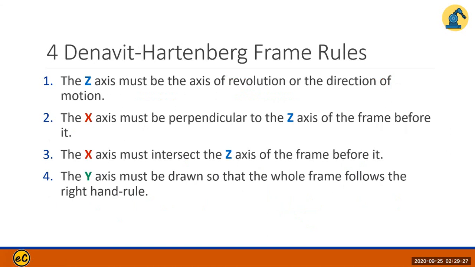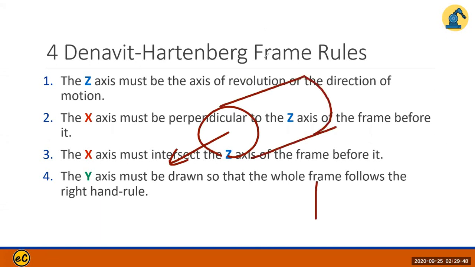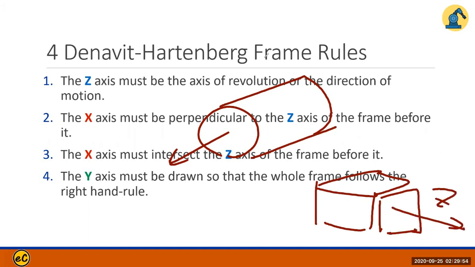Now, the 4 rules for Denavit Hartenberg frames. Number 1, the z-axis must be the axis of revolution or the direction of the motion. So basically, the z-axis is used for the rotational axis. Or if you have extension, z is used here.